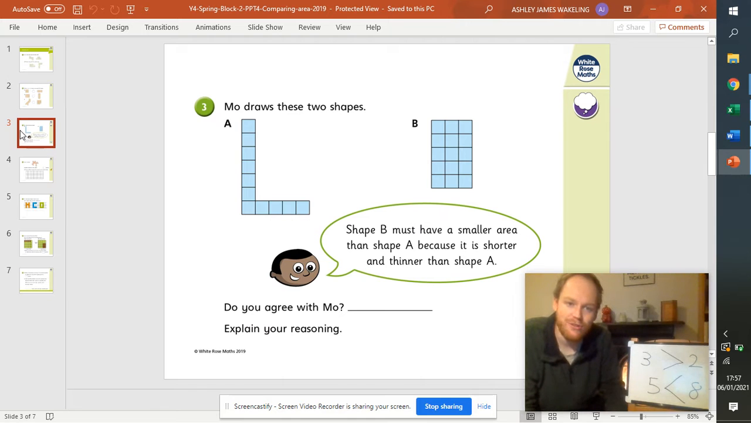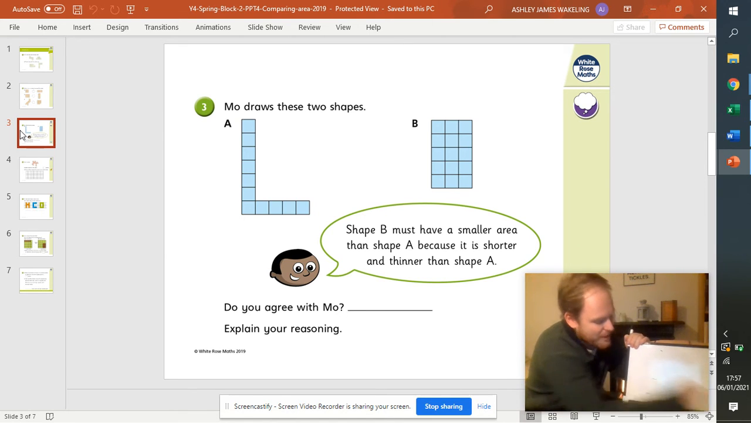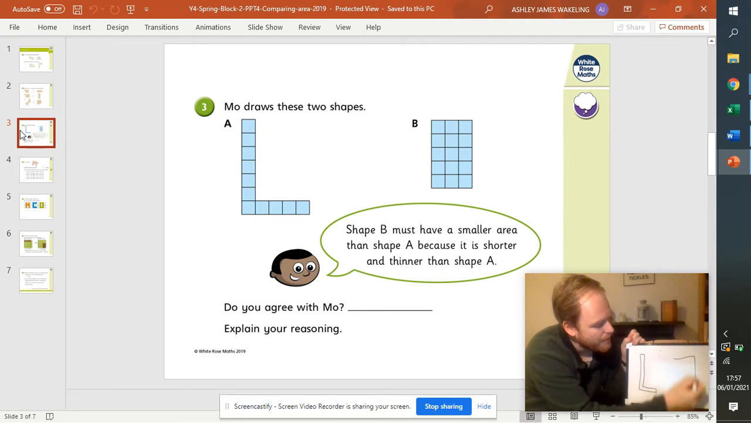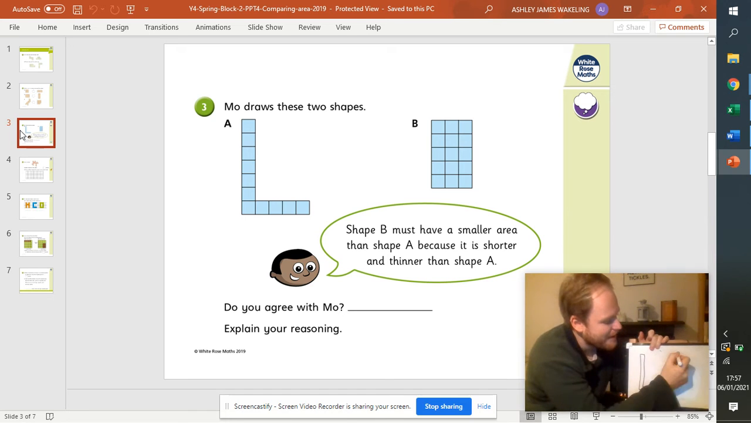Number 3, Mo has drawn these two shapes. And he says, shape B must have a smaller area than shape A because it's shorter and thinner. Because he's saying he's got two shapes. He's got one that looks sort of like an L. There we are. And then he's got one that is wide but quite a bit smaller. Although mine doesn't look particularly smaller. Let's do that again. He's got one that's wide and quite a bit smaller.